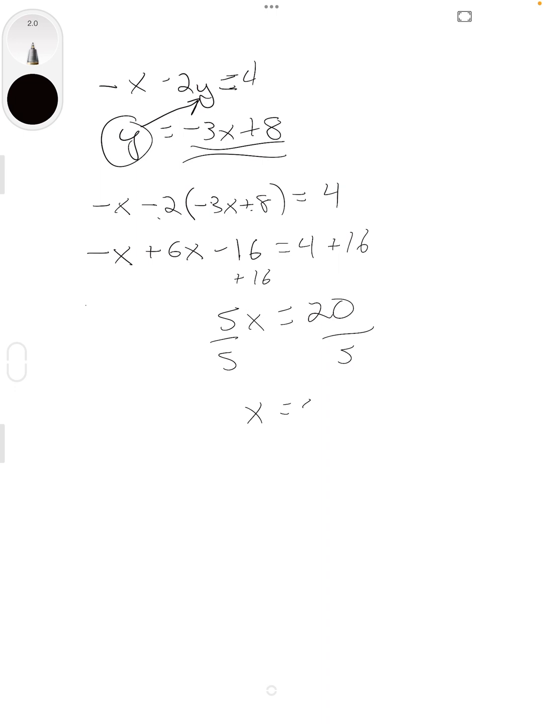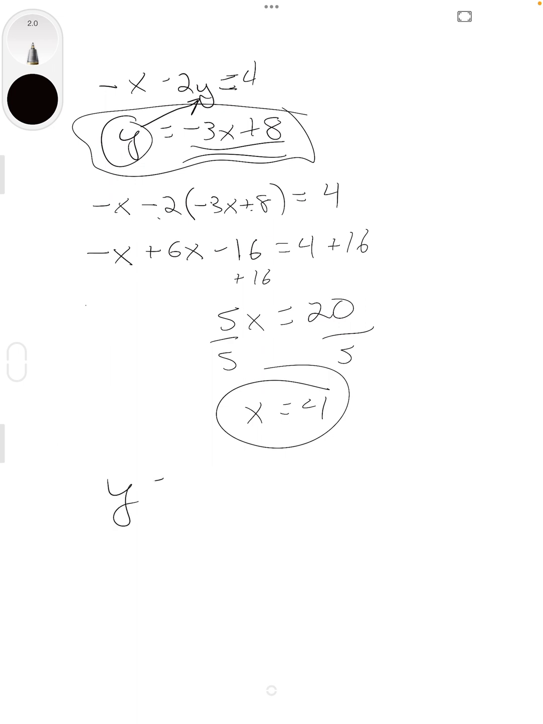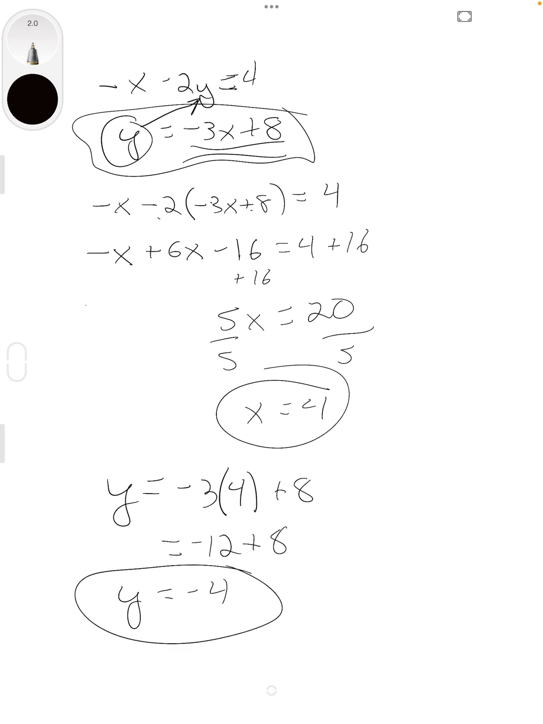And I get x equals 4. Now I'm going to use this number here to figure out what y is. y is equal to negative 3 times 4, because that's what x is, plus 8, or negative 12 plus 8, or negative 4. So y is equal to negative 4, x is equal to 4.